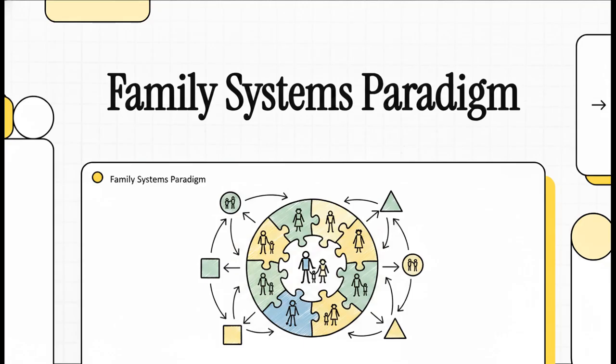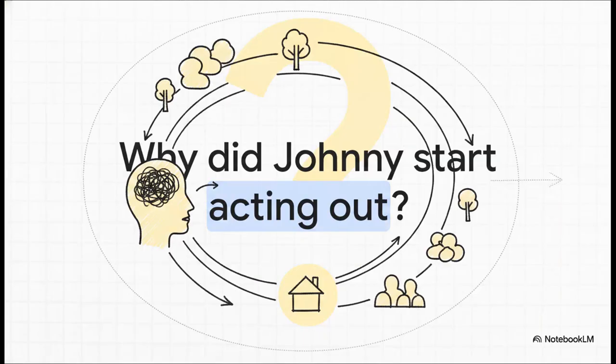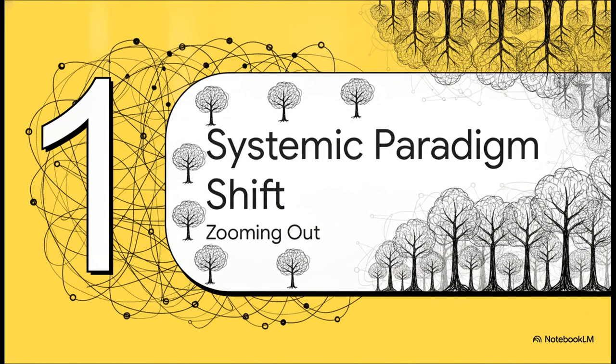And to really teach ourselves how this works, we're going to start with a puzzle that we need to solve together. Here is our mystery. A 13-year-old boy named Johnny suddenly develops severe behavioral problems, seemingly out of nowhere. Now, if we only look at Johnny, searching his brain or his personality for some internal defect, we're going to be completely stuck. We won't find the answer there. To solve this, we need a brand new way of thinking. We absolutely have to zoom out. That brings us to Section 1, the systemic paradigm shift.